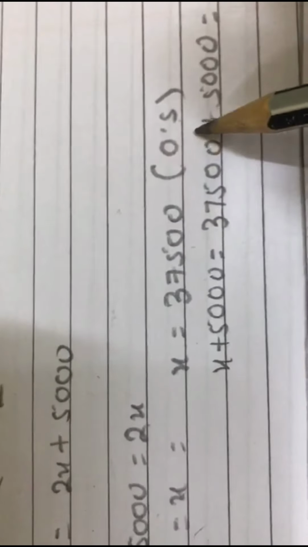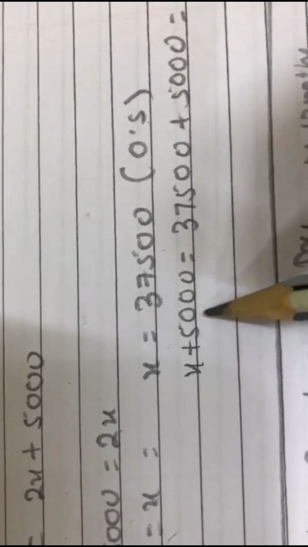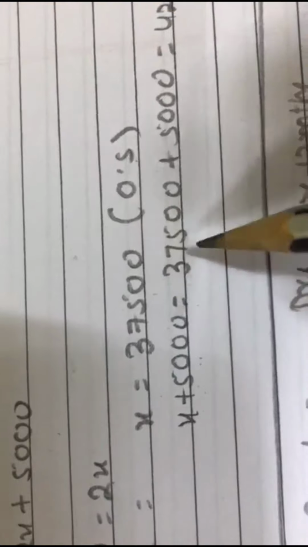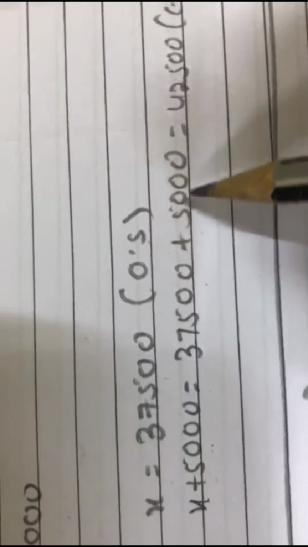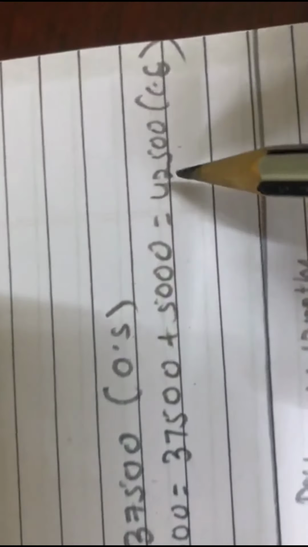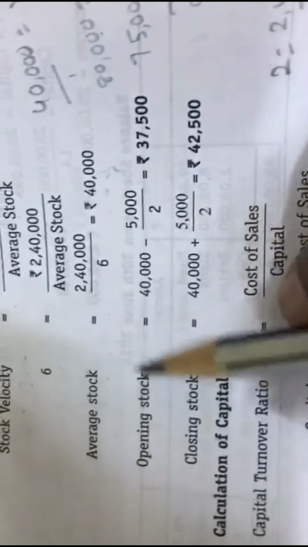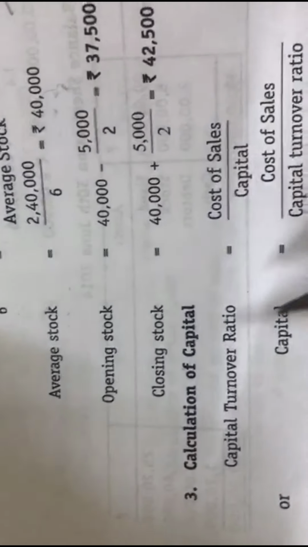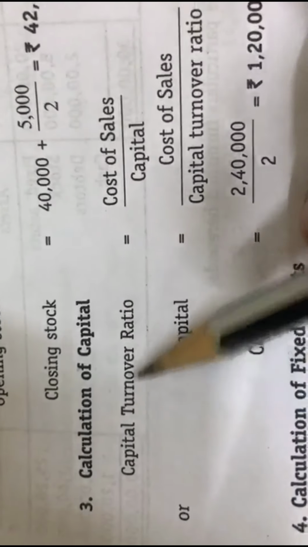Then we can calculate closing stock. Because closing stock is 5,000 more than x, x plus 5,000 will give you closing stock. So 37,500 plus 5,000 is equal to 42,500. So opening stock is 37,500 and closing stock is 42,500. You can skip the method given in the textbook, students, and follow the method which I discussed now. Now the next one you have is capital turnover ratio.